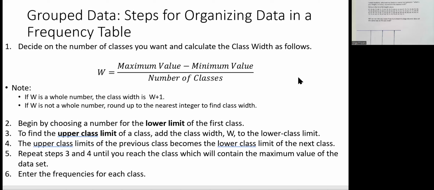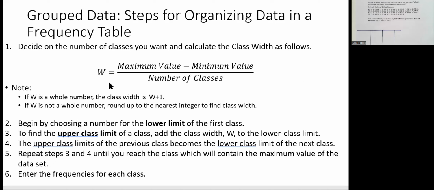So the first step that we have to do is decide on the number of classes that we want. My range was 30. I would say I want about 5 classes. 5 or 6 would be good.